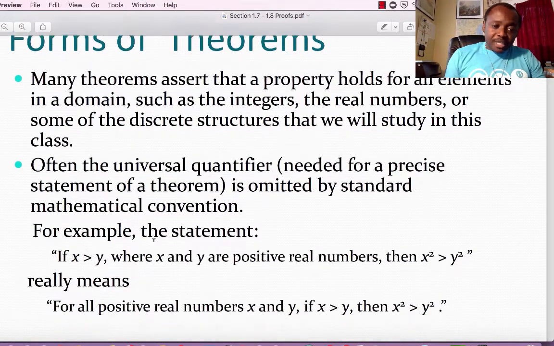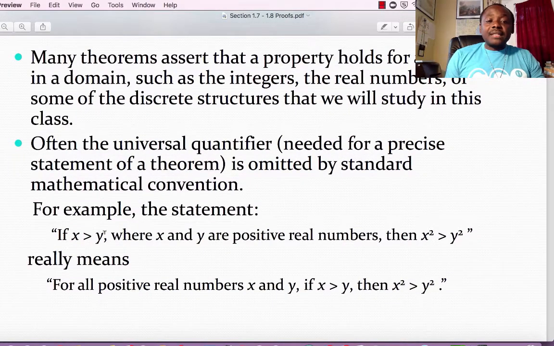So for example, the statement, if X is greater than Y, where X and Y are positive real numbers, then X squared is greater than Y squared. You see here that we do not use the universal quantifier, but as a matter of fact, it's there somewhere. If you rewrite this statement, it would be, for all positive real numbers X and Y, if X is greater than Y, then X squared is greater than Y squared. Now you see the universal quantifier in place.